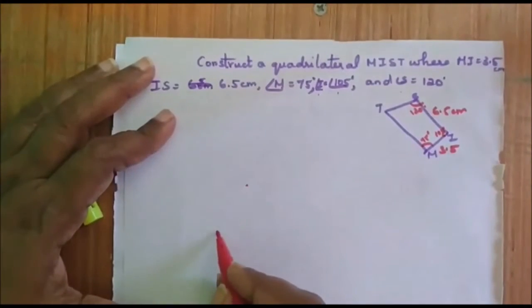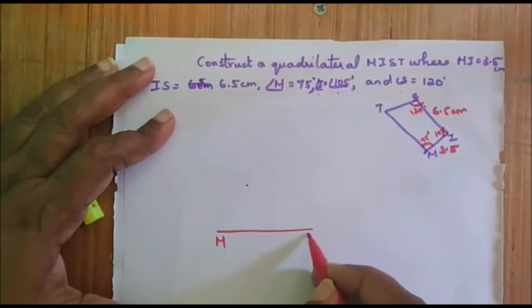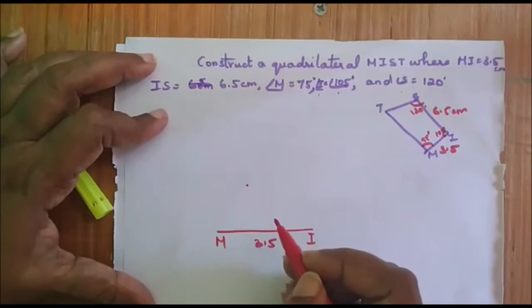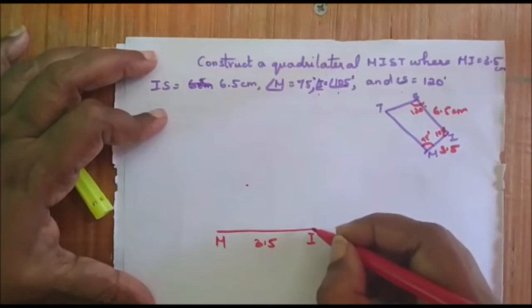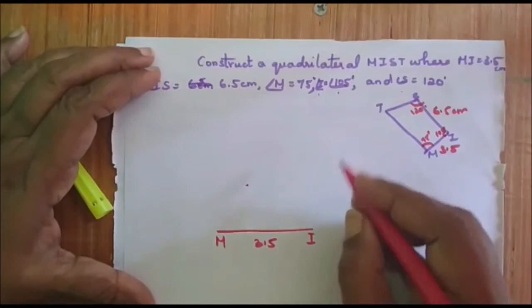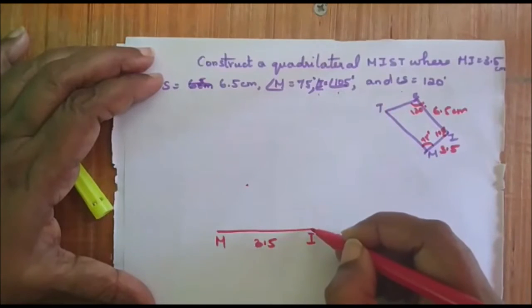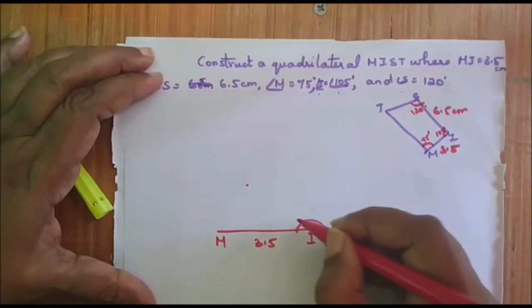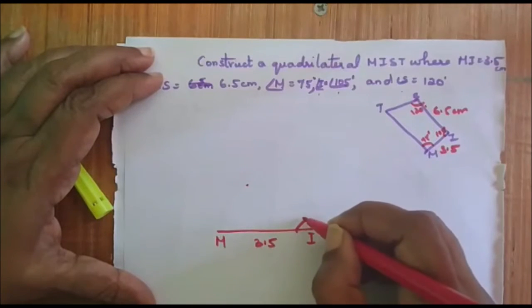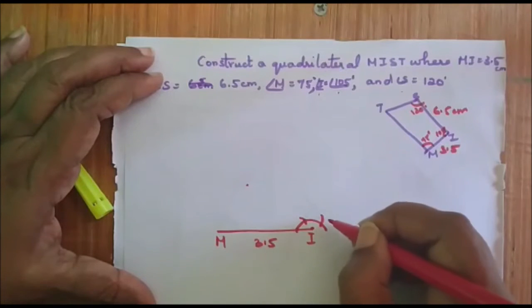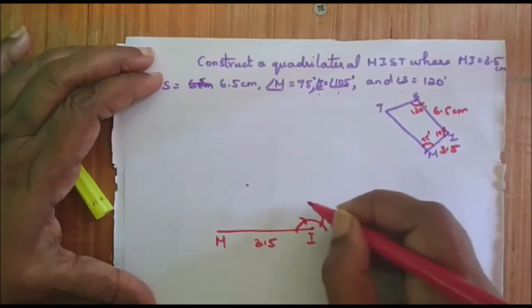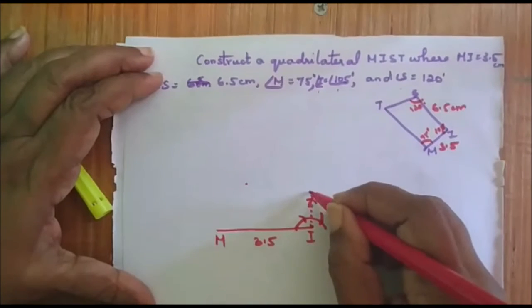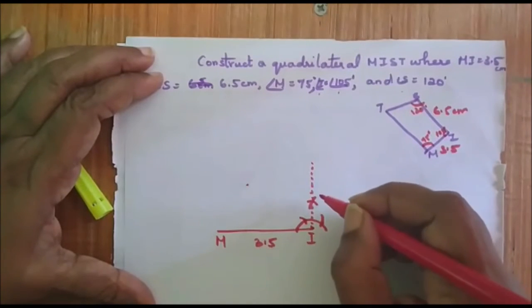First, let us draw a line of 3.5 centimeters, that is MI. Students, you take the scale, measure it and then draw. Then, we are given that angle I is equal to 105 degrees. So with I as the center, I draw an arc here. Then I keep my compass over here and cut this here and here. So this will be 60 and this will be 120. Then I keep my compass over here and draw an arc here, and over here and draw an arc here. If I join this, it will be the perpendicular bisector, that is 90 degrees.